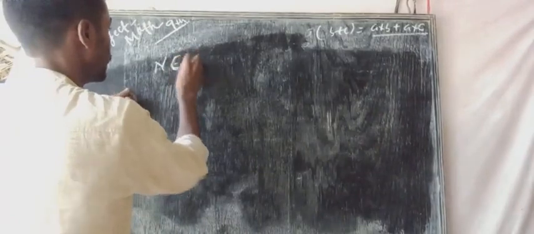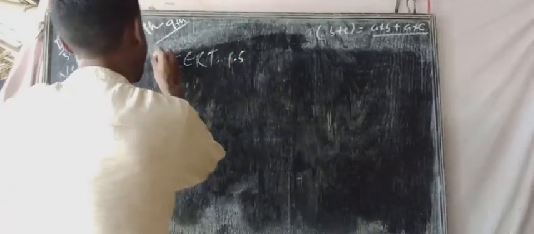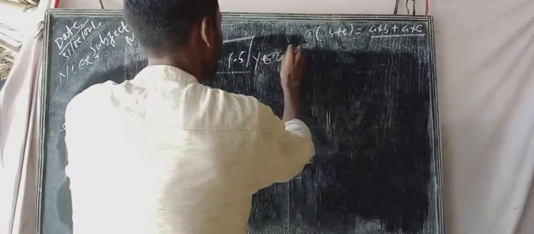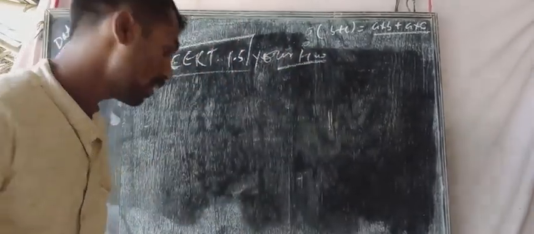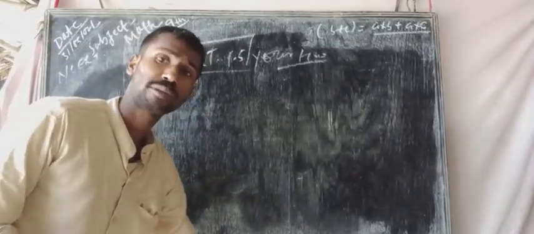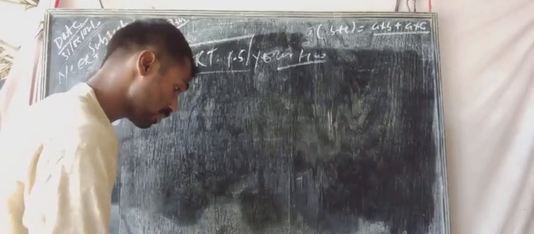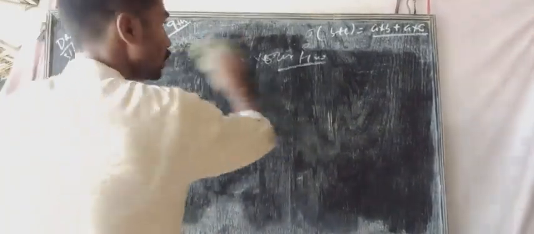And NCERT answers. NCERT exercise 1.5 is your homework. You have to solve all these questions from exercise 1.5 में. That means 1.5 में जो भी questions हैं you have to solve and send on our WhatsApp group. So 1.5 is your homework.